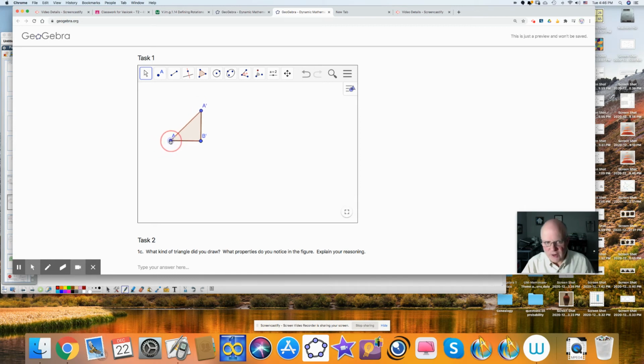Well, what kind of right triangle? How do you classify it by its sides? It's going to be isosceles. It's going to be these two. Why do I know it's isosceles? Because I rotated this piece AB to AB prime. When you rotate, it retains the same length.